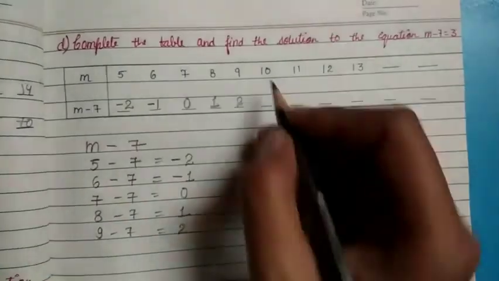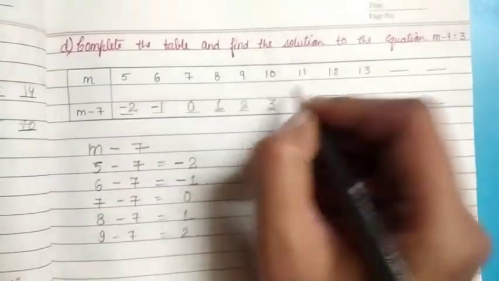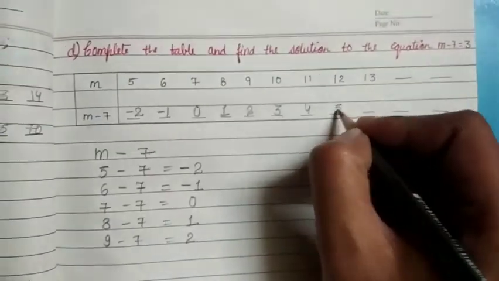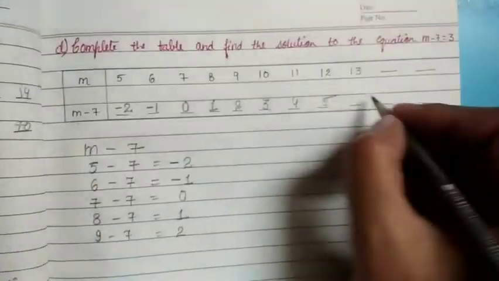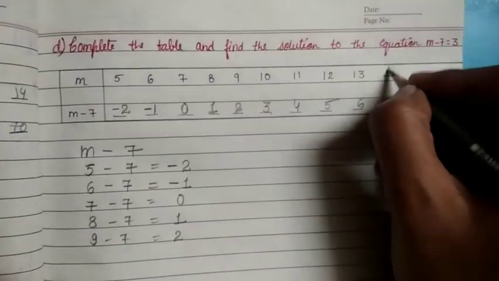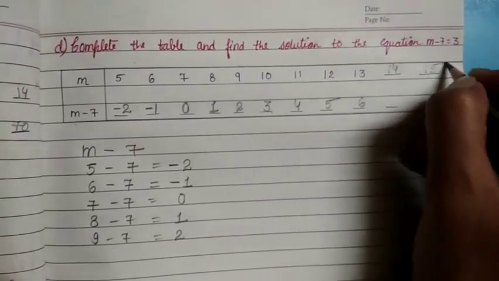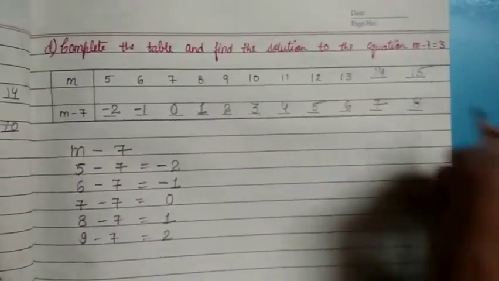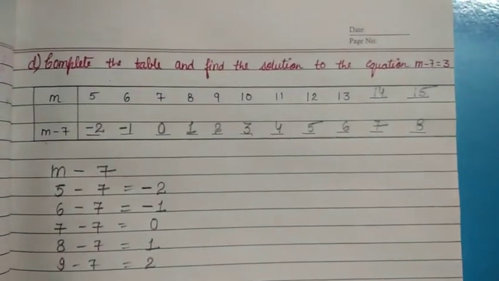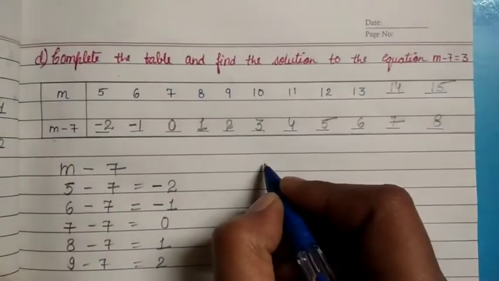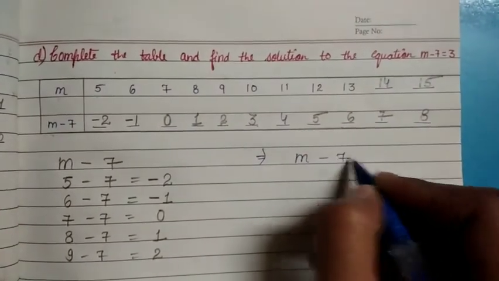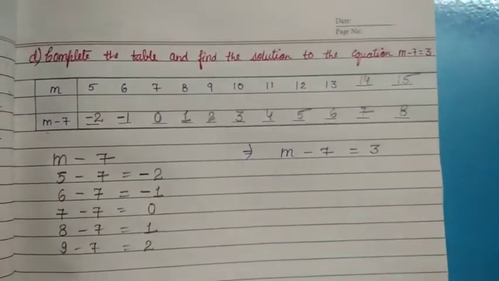Same we will do. 10 minus 7 is 3. 11 minus 7 is 4. 12 minus 7 is 5. 13 minus 7 is 6. If we write more numbers in the m row, 14 minus 7 is 7. 15 minus 7 is 8. So you can see here we completed the table, and we have to find the solution of the equation m minus 7 is equal to 3.